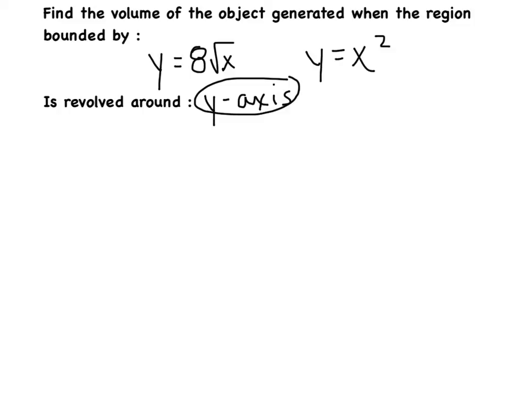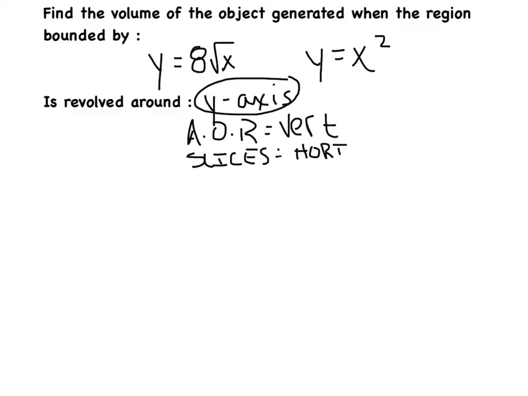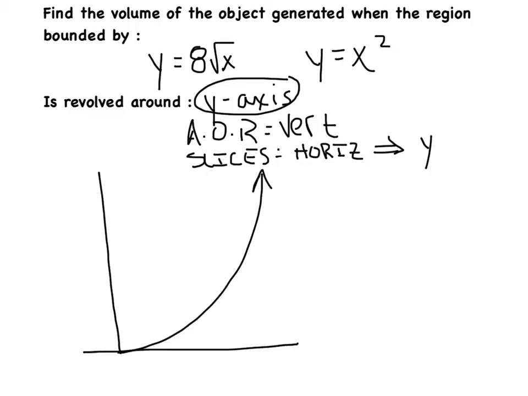All right? So did you catch that train of thought? My axis of rotation was vertical, and that meant that my slices had to be perpendicular to that, so they're horizontal. And as soon as we mentioned that the slices were horizontal, that meant that all of our functions and bounds had to be in terms of y. So that was kind of the train of thought that went through my mind. All right, so we've got y equals x squared, we've got 8 radical x, and now we're trying to revolve it around the y-axis.